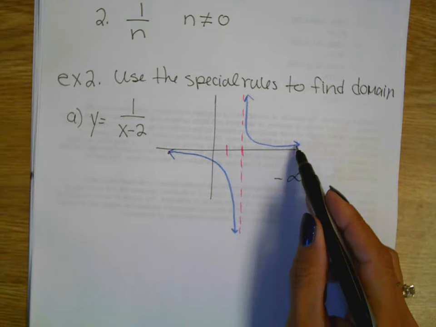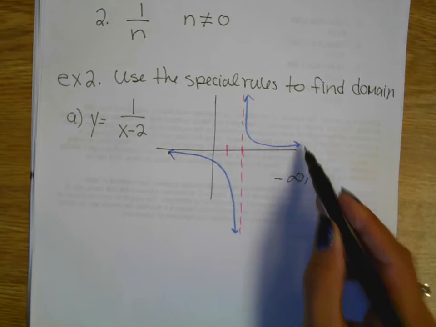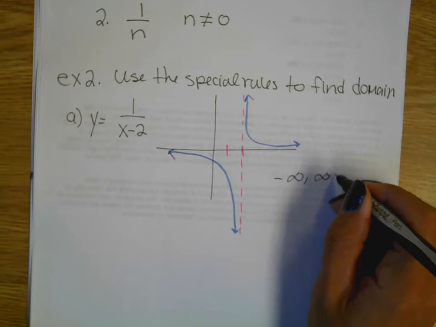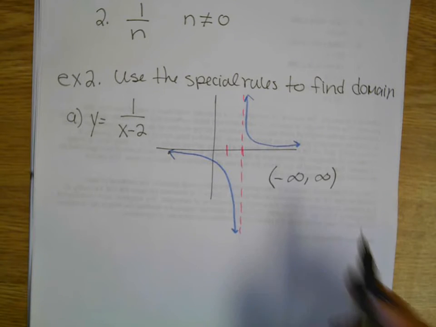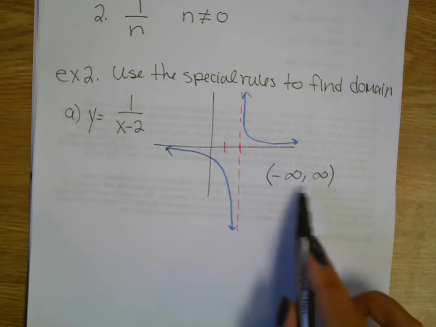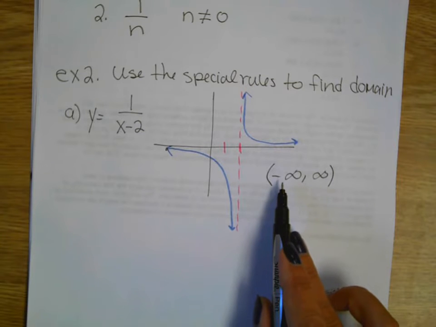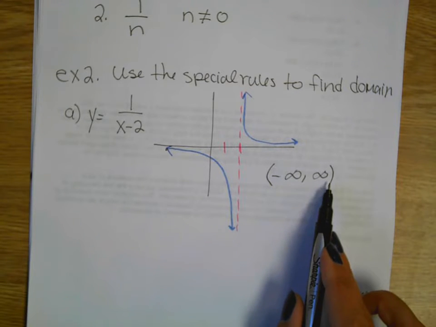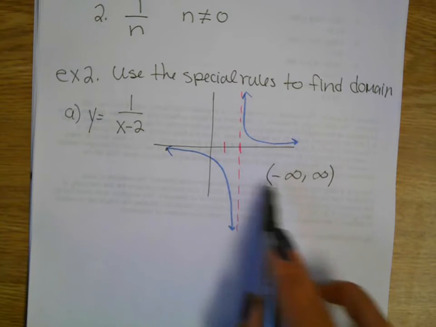To the right. Well, here's my right branch. To the right, to the right, to the right. That's an arrow. That's infinity. So what I'm saying, well, if I write this down, though, I'm saying the domain is every value from negative infinity to positive infinity. Is that correct? No, because we got this special thing happening in the middle here.